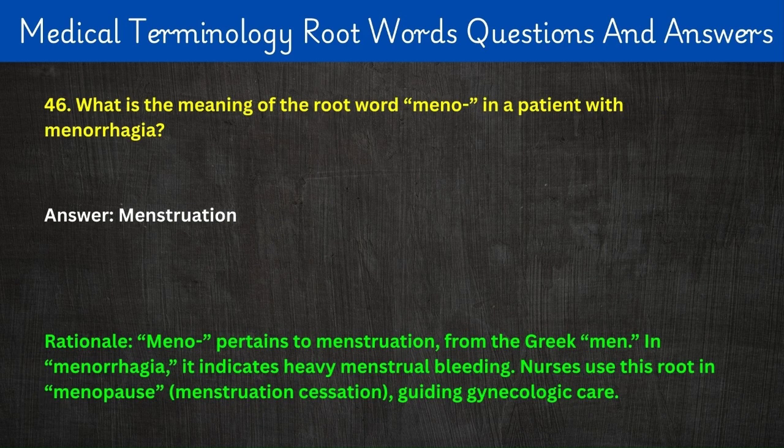46. What is the meaning of the root word meno- in a patient with menorrhagia? Answer: menstruation. Rationale: Meno- pertains to menstruation, from the Greek men. In menorrhagia, it indicates heavy menstrual bleeding. Nurses use this root in menopause, menstruation cessation, guiding gynecologic care.